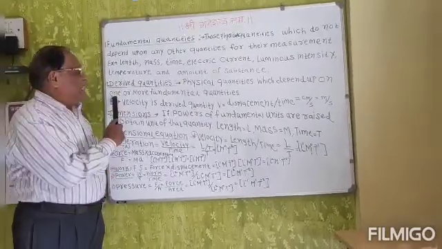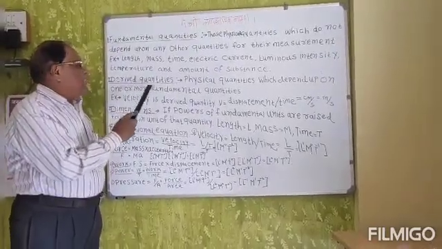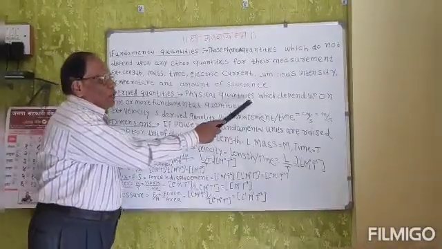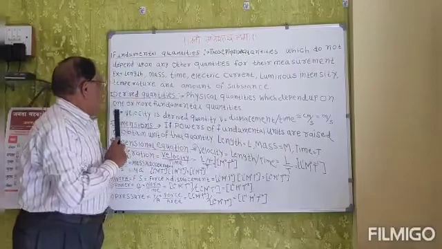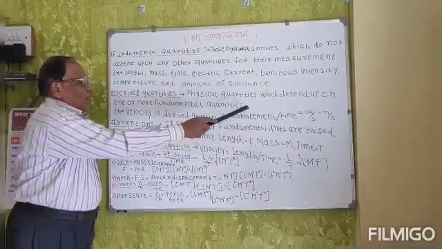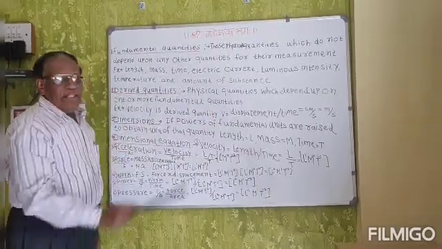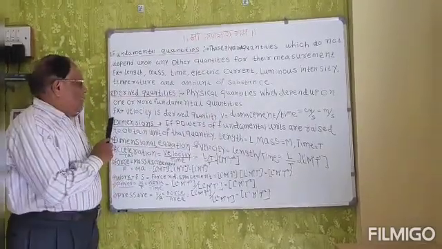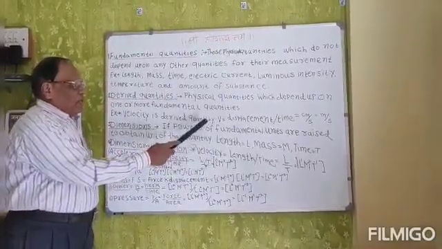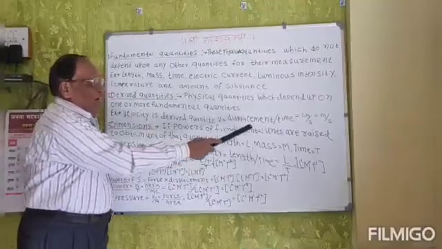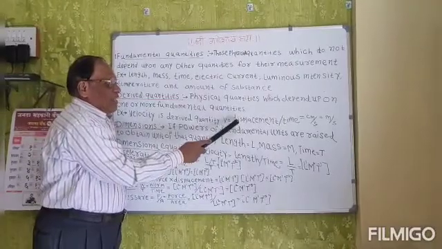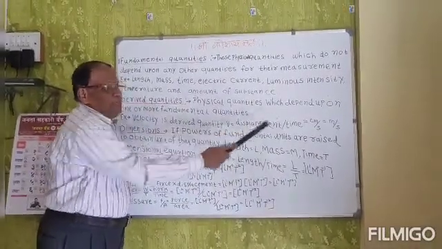The second kind is called the derived quantities. Physical quantities which depend upon one or more fundamental quantities are called derived quantities. For example, velocity is a derived quantity. Velocity is defined as the rate of change of displacement, that is, velocity is equal to displacement upon time.